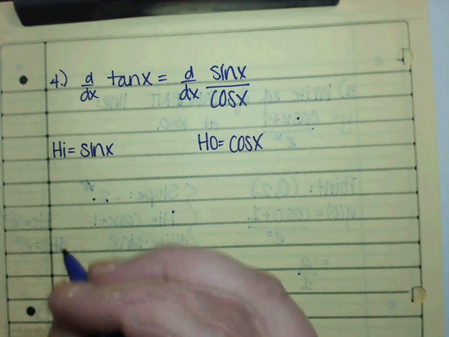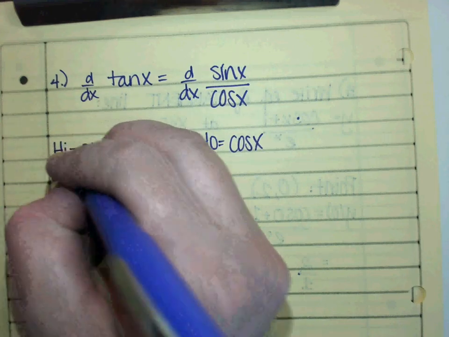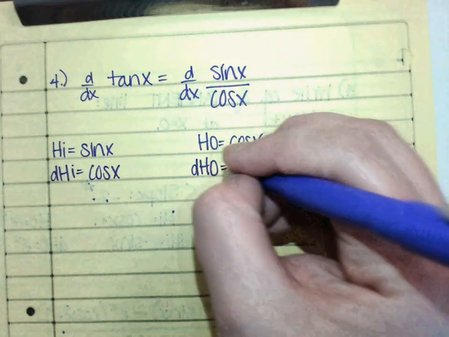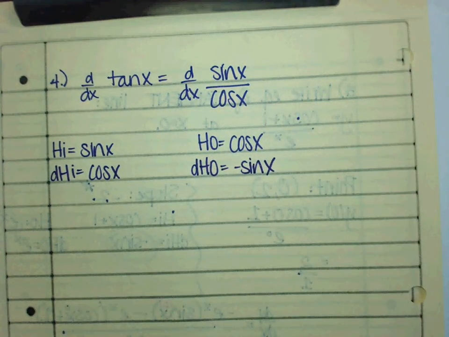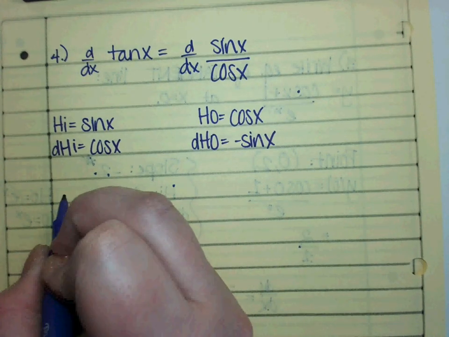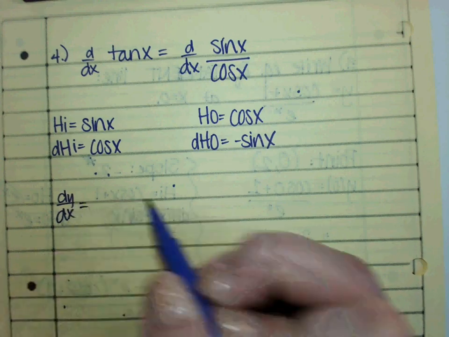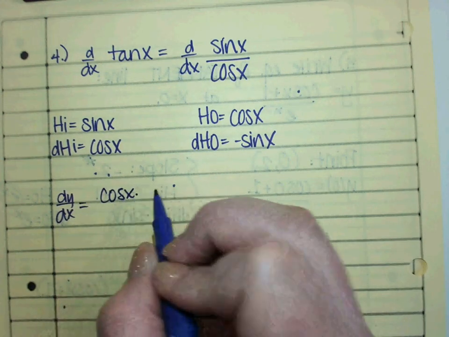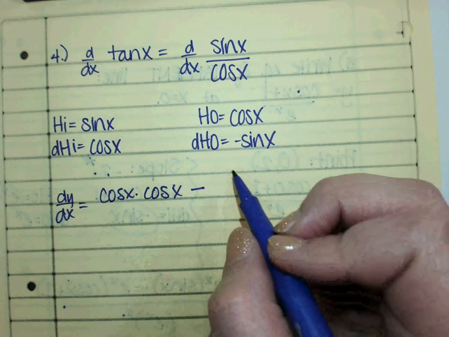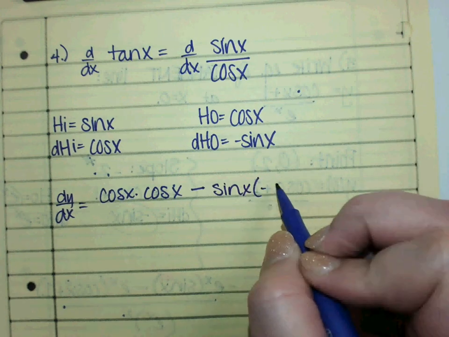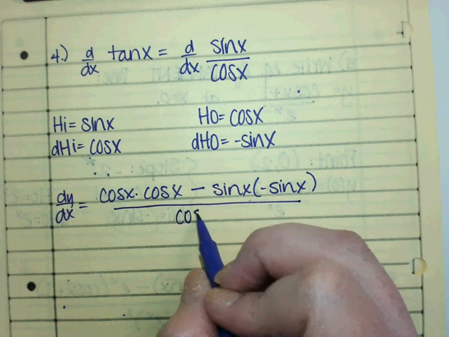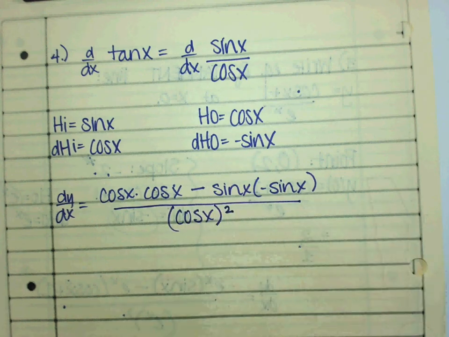So d high is the derivative of sine x. What's that? Then d ho, what's the derivative of cosine x? Negative sine x. Here we go. Remember, ho d high comes first. So I do cosine x times cosine x, minus high d ho, which would be sine x times negative sine x, over ho squared, which is cosine x squared. Good so far?